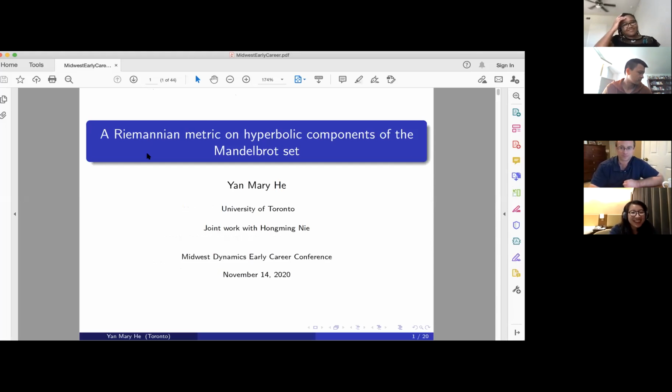Thanks, and thanks to the organizers for organizing this wonderful conference and for the opportunity to speak. It's really great to see so many familiar faces. So today, I'm going to talk about a construction of a Riemannian metric on hyperbolic components of the Mandelbrot set.